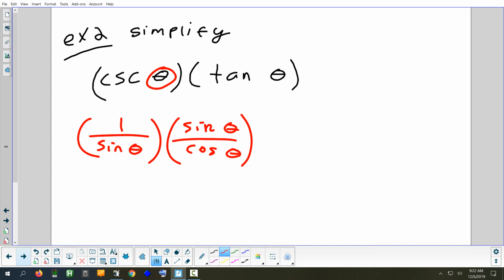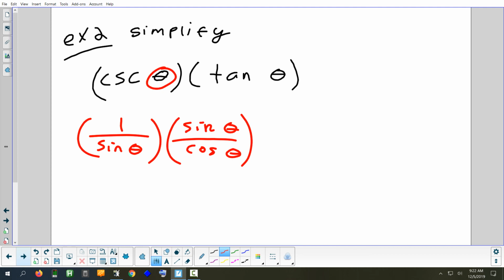If you change everything to sines and cosines correctly, every problem I give you is set up so that something nice will happen. If you don't notice something nice happening after the first couple steps, something's wrong. Okay, you made a mistake.